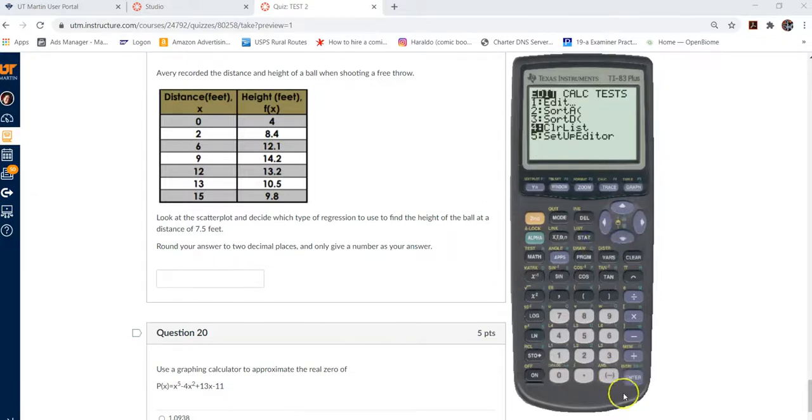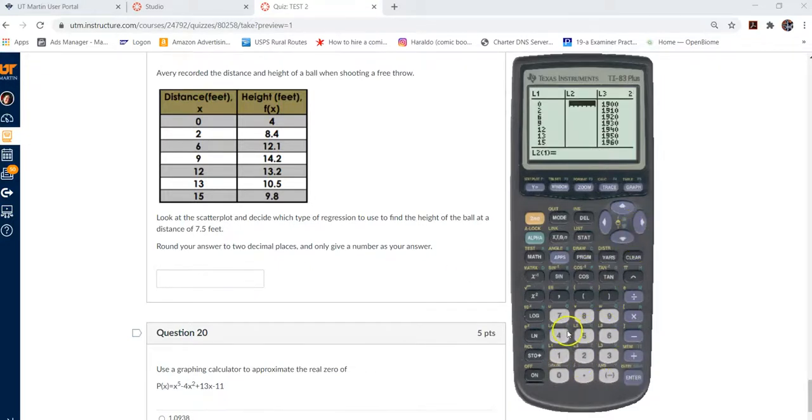And again, let's clear out list 1 and list 2. Okay, so let's go to list 1: 0, 2, 6, 9, 12, 13, and 15.